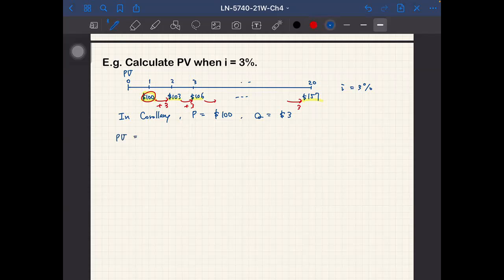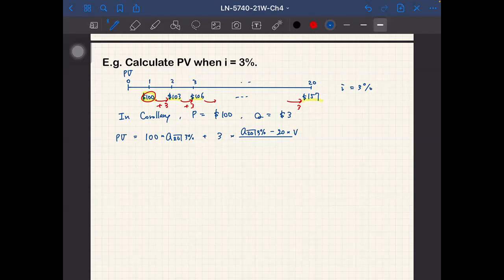For the present value, remember the formula. This is P times a angle 20 at 3%, because we have 20 payments in this cash flow, plus Q times (a angle 20 at 3% minus n times v to the power n) over i. So n is 20 here, so 20 times v to the power 20.